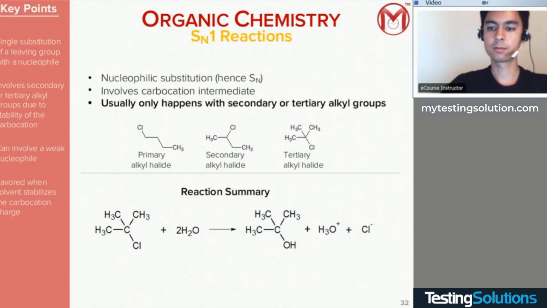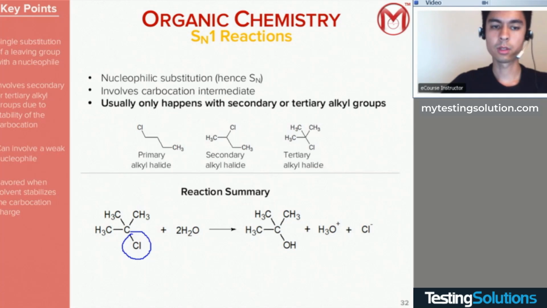SN1 reactions are, again, nucleophilic substitution reactions. They involve a carbocation intermediate, and they usually only happen with secondary or tertiary alkyl groups. So they pretty much only happen when you have a highly substituted carbon atom, secondary, tertiary carbocation. Because they form a carbocation, you need to have them be stable, so they need to be secondary or tertiary, highly substituted. Here's a summary of the reaction.